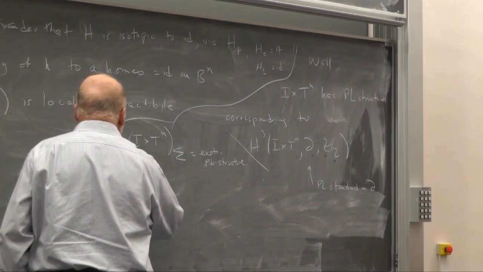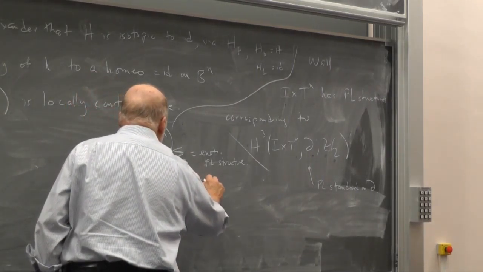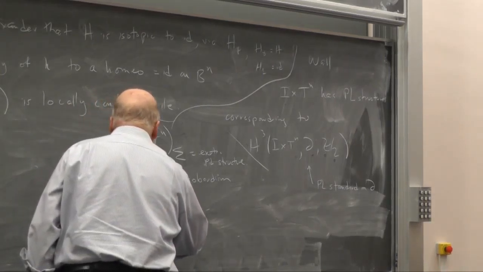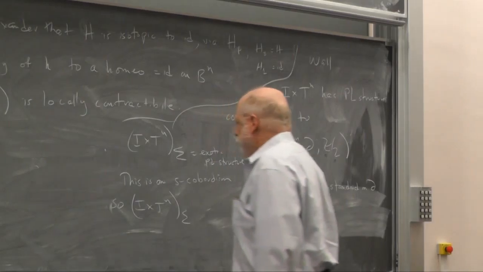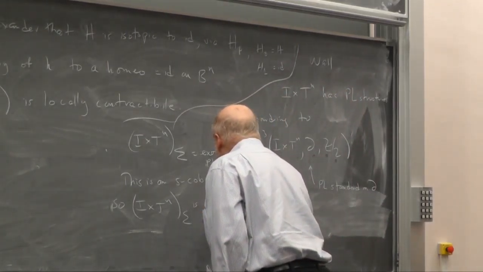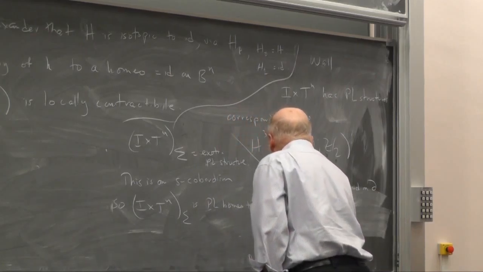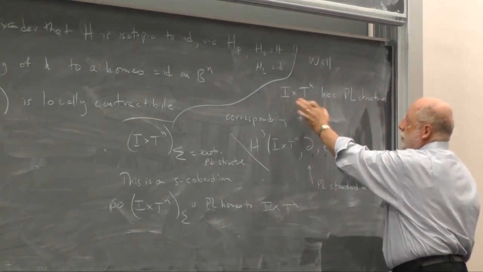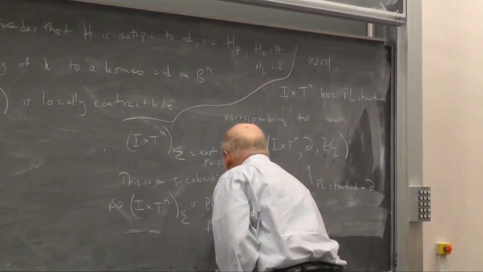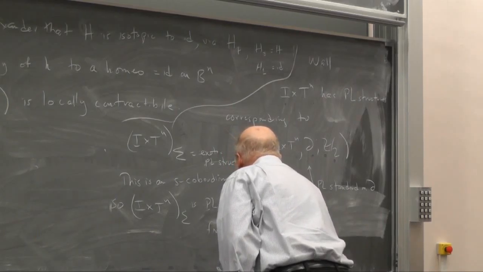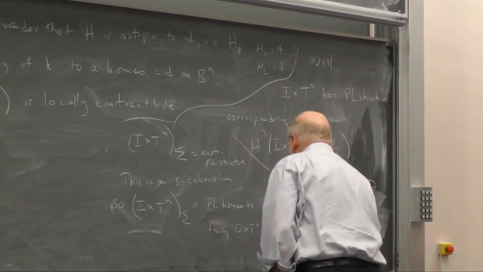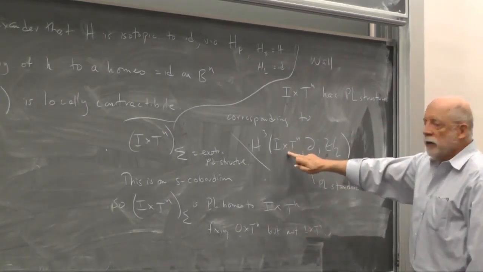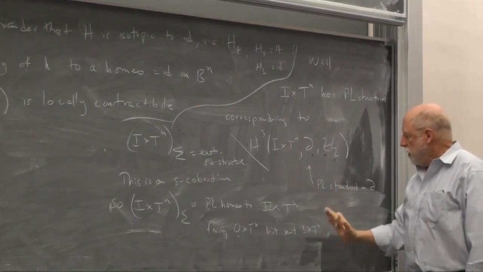Now then, this is an S cobordism. So I cross T^n sigma is PL homeomorphic to I cross T^n. Sounds like a contradiction, but the PL homeomorphism can't fix both ends. So it's homeomorphic, fixing 0 cross T^n, but not 1 cross T^n. Because if it fixed both of them, then this would be standard. It would be the zero element here. So the whole problem is this other end. It doesn't fix it.